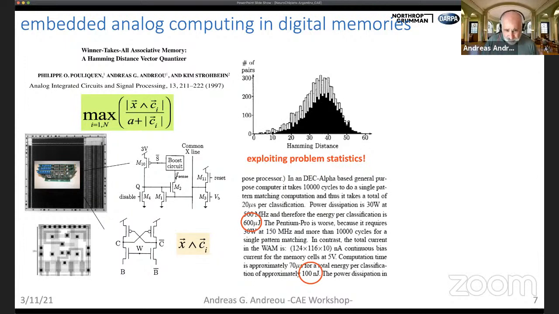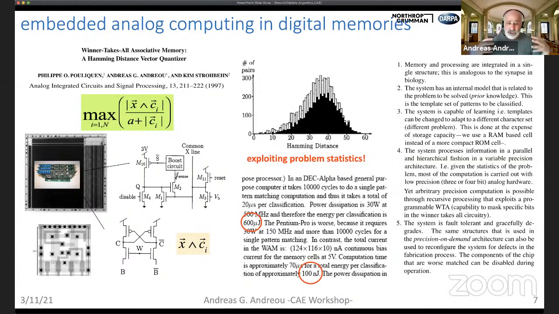The best algorithm for classification was 600 microjoules on the Pentium Pro, on the DEC Alpha. And for the chip that we built, it was 100 nanojoules. So we are about 6,000 times better than a powerful computer at solving the same problem. And the reason that it worked like this is because we incorporated memory and processing in the same structure.